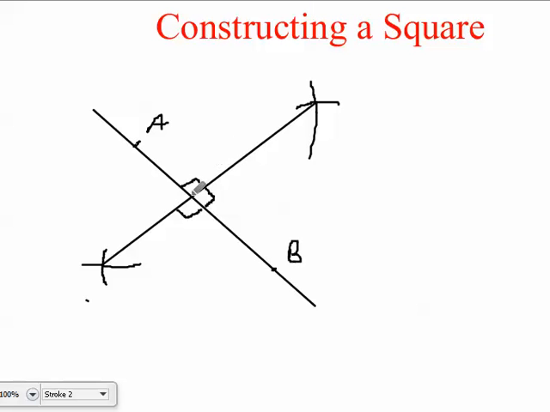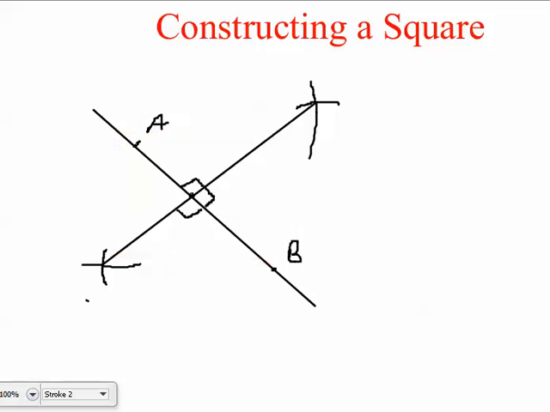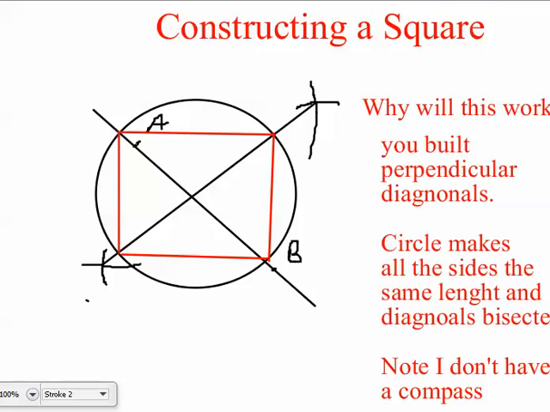If I use this point right here as the center of a circle, I can draw a circle around the outside, and then connect the points where it hits those diagonals, and I will get a square. That's the whole concept we're trying to get to here: this technique of constructing a square is one that will work. Why? You built perpendicular bisectors. These are perpendicular diagonals. These are perpendicular to each other.